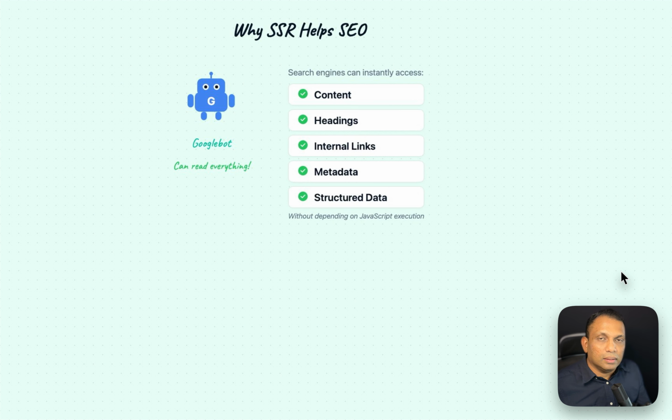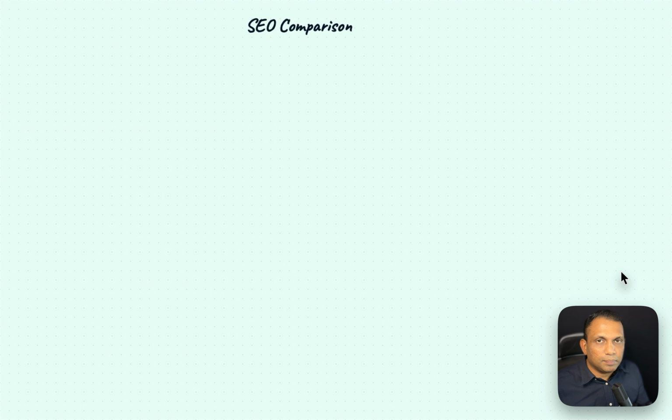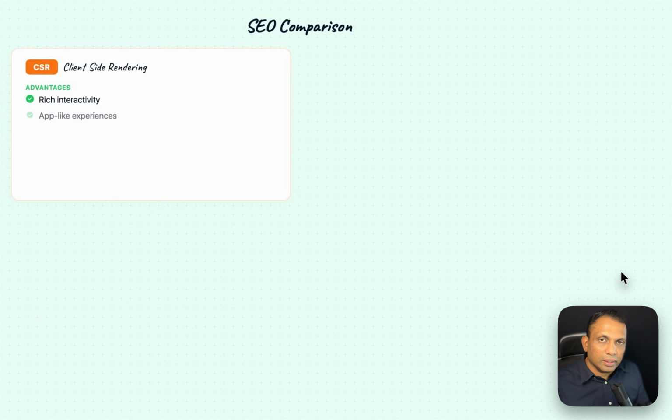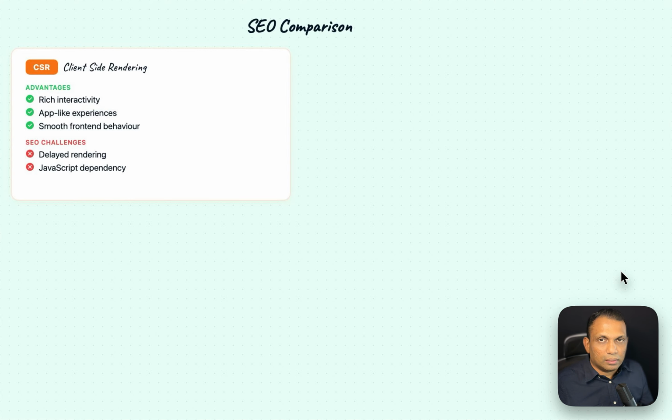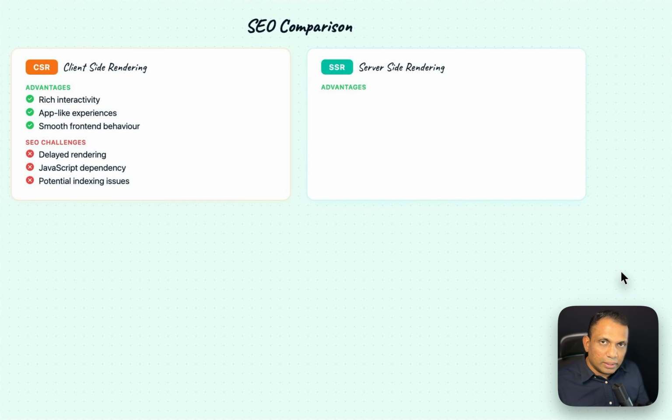But there are advantages of client-side rendering as well. You will get a better, app-like experience and interactivity. So those are some advantages of client-side rendering. But because of the SEO limitations we have with the rendering, there are some problems like delayed rendering, indexation and crawlability issues, which will affect your SEO ranking and visibility.